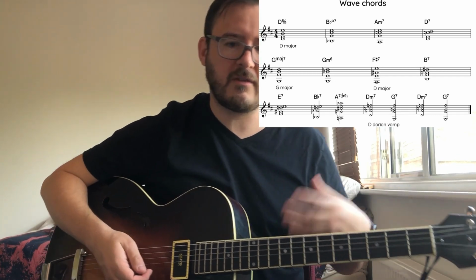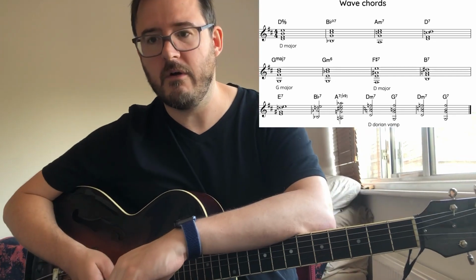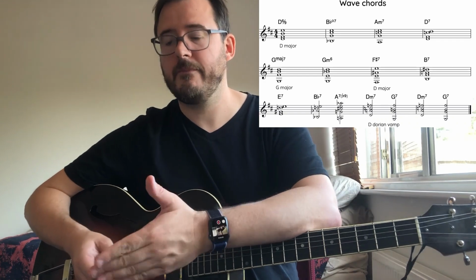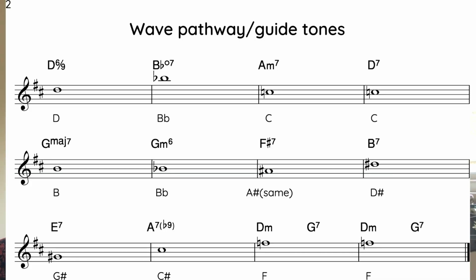So we're going to really use those notes, and I'll put them up on a manuscript to show you what that is, and I'm also going to write the notes above for people who don't read music fluently, okay, so you can see what those are.